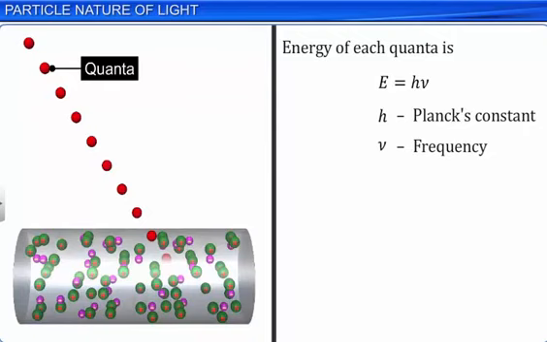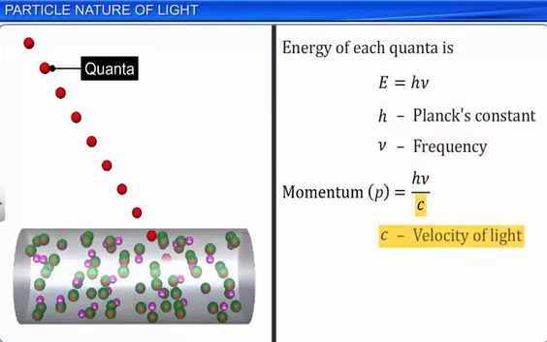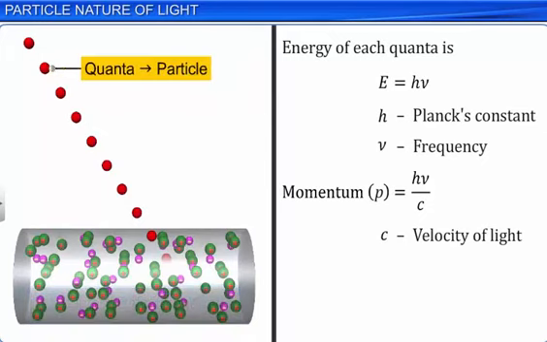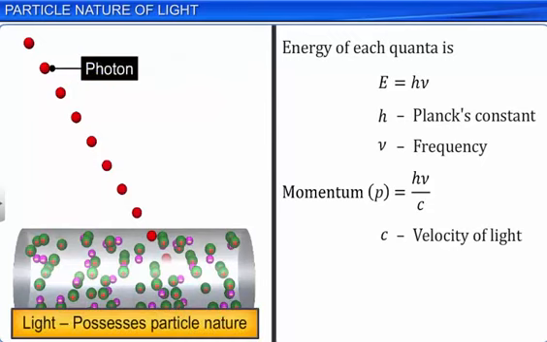Einstein concluded that each packet of energy can also be associated with the definite momentum P equal to h nu by c, where h is the Planck's constant, nu is the frequency of the light used, and c is the velocity of light. Each quanta has definite energy as well as momentum, and hence each packet of energy can be treated as a particle, which is called photon. Now we can say that light possesses a particle nature as well.